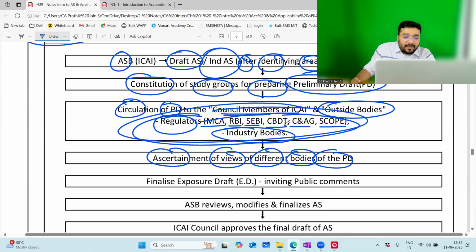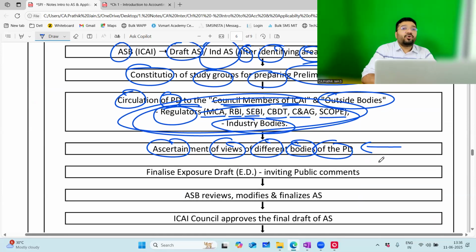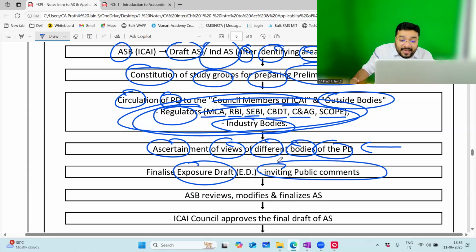So all these people will give their views. All the views are compiled here. Once the views are compiled from these bodies, we will prepare a document called the exposure draft, shortly and sweetly ED. Now this ED, once it has been prepared, will be given to the general public, you and I. For what? Inviting public comments.